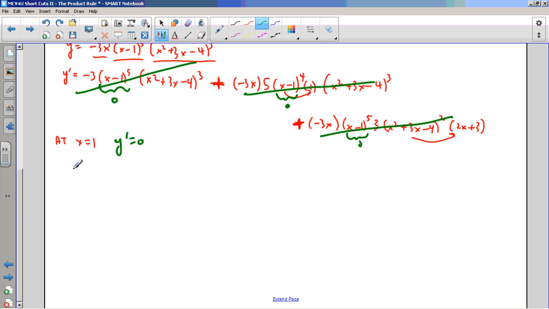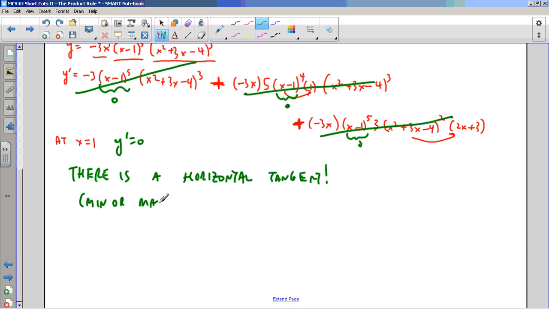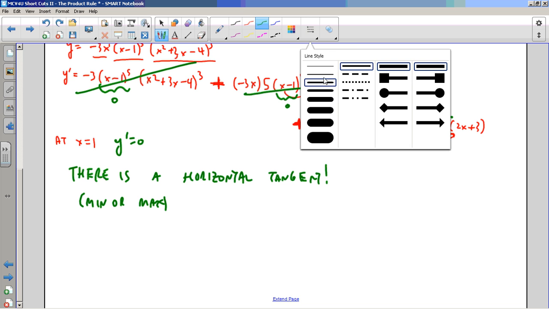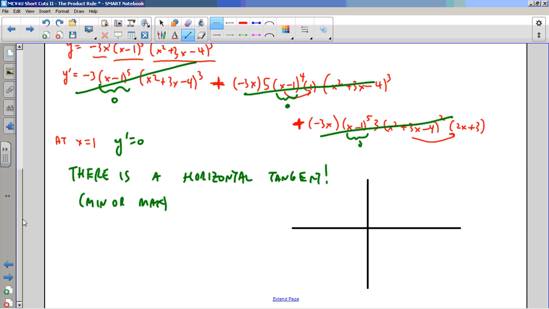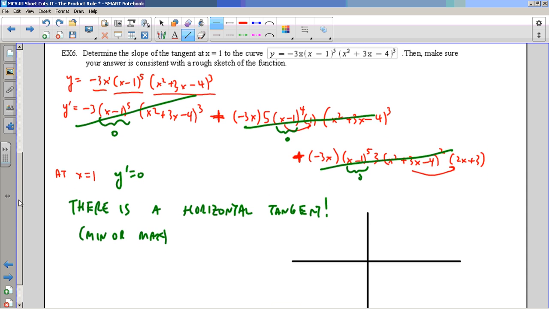And so there is a horizontal tangent, right? The slope is 0. What does that mean? Well, it's probably a min or a max. And that's why they wanted to get us to draw a sketch of this. Now this sketch is actually not much fun, but what we'll do is we'll talk about it real quick.